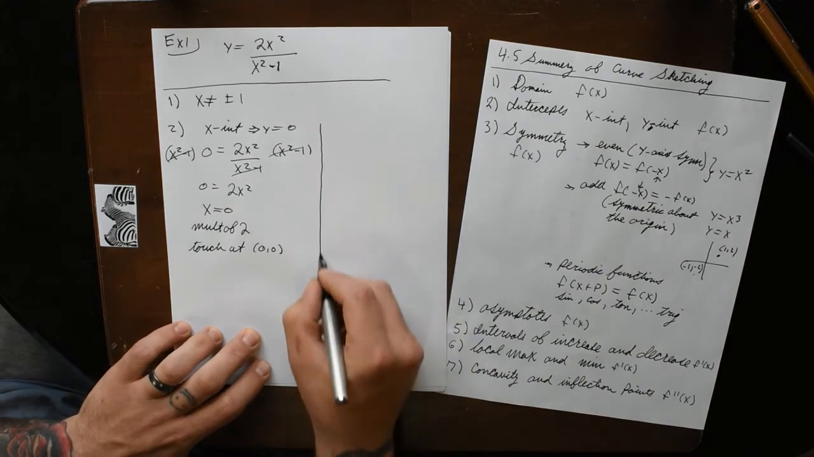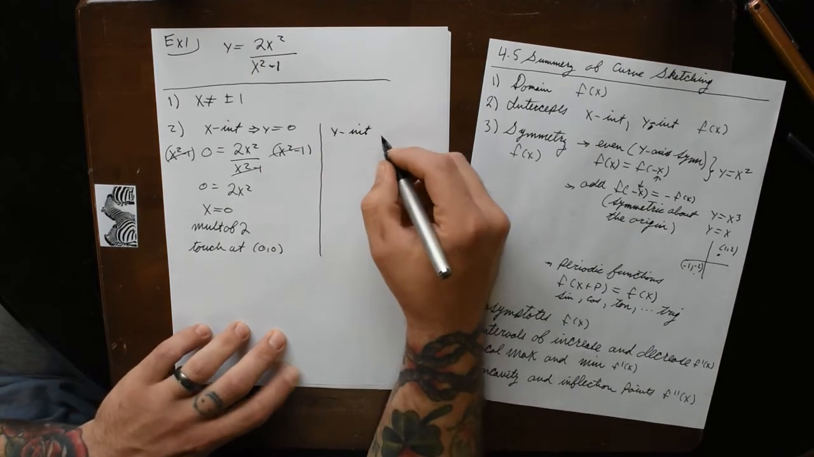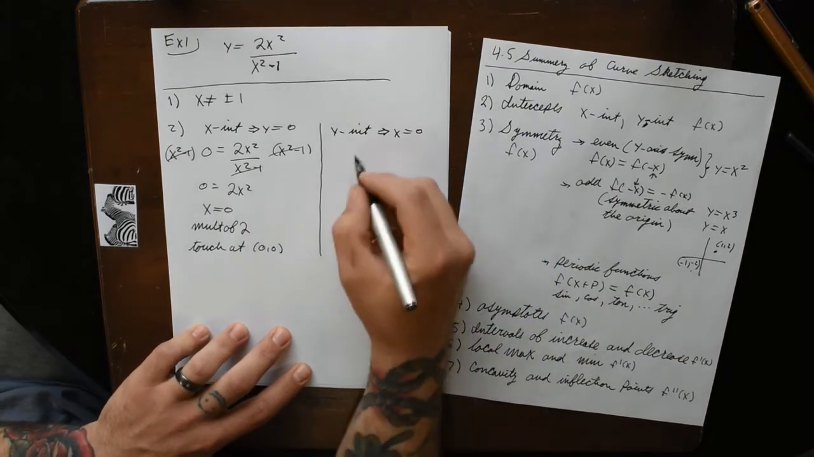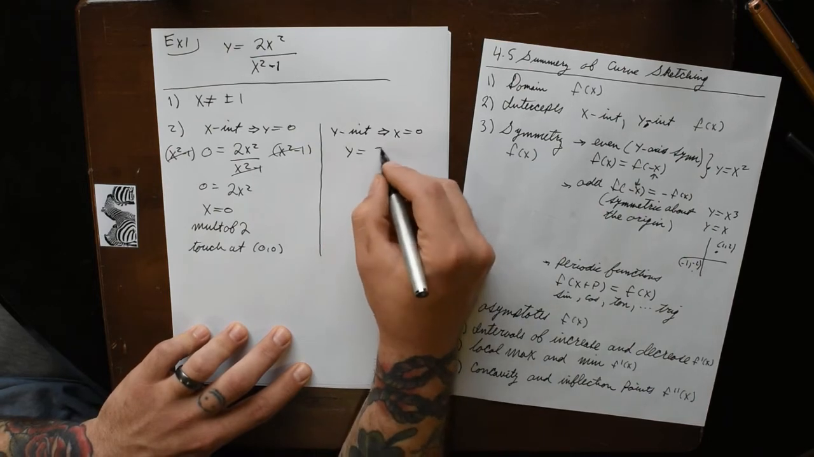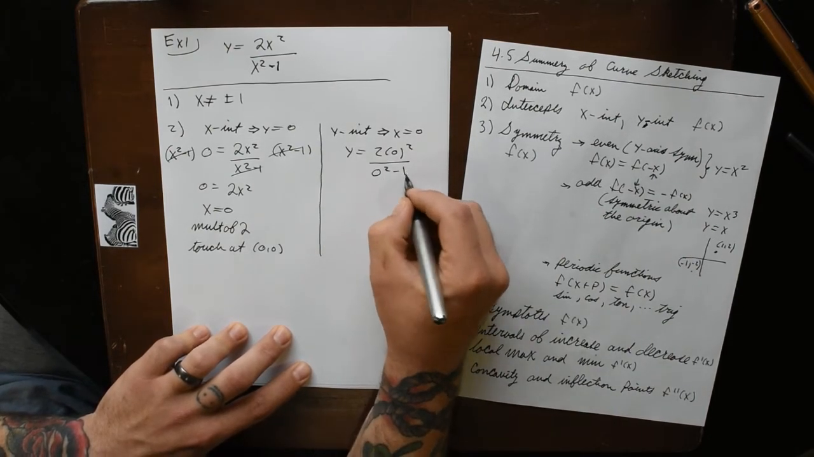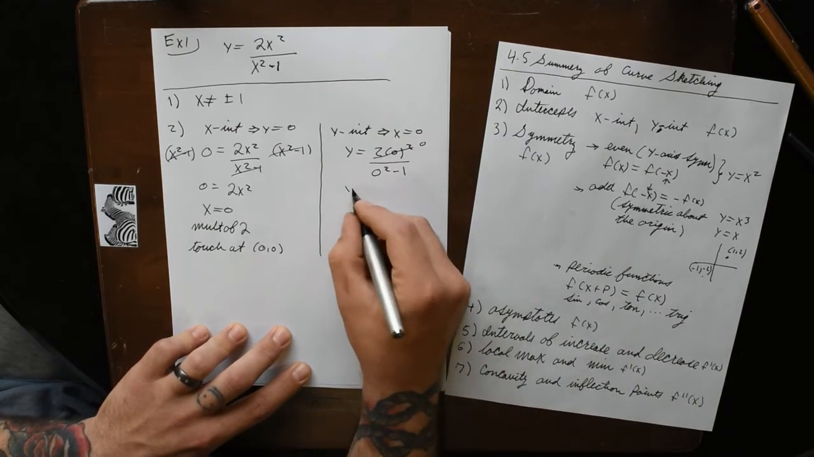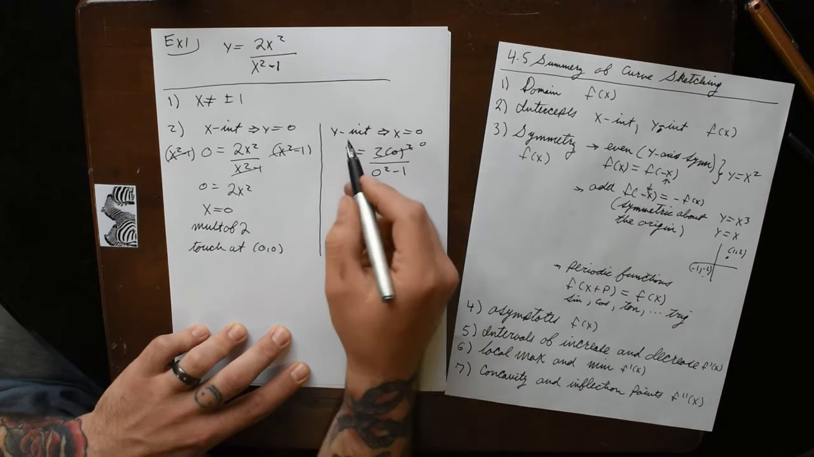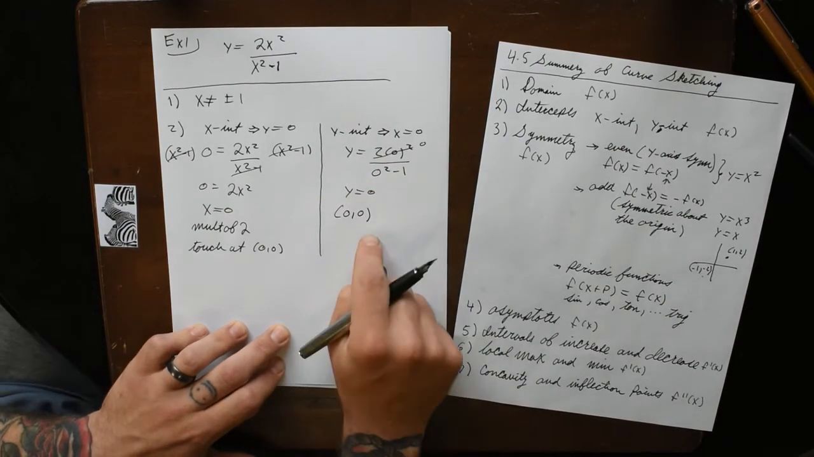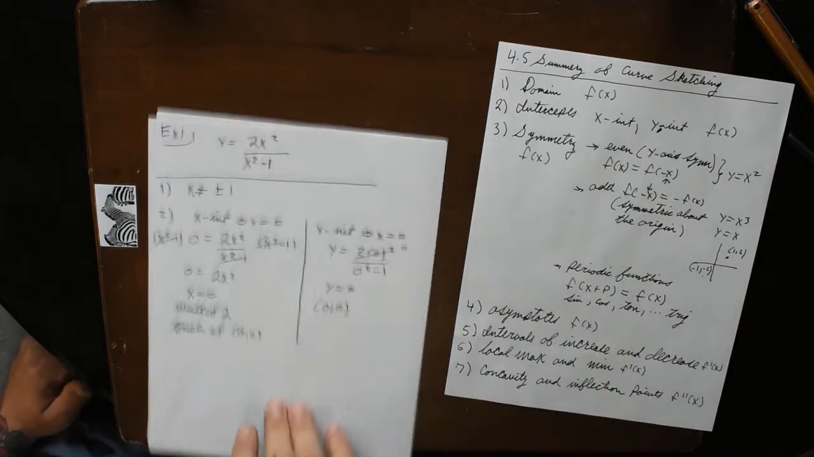For our y-intercept, that's where we take x and set it equal to 0. That means y is going to be equal to 2 times 0 squared all over 0 squared minus 1. 2 times 0 squared is 0, and we get y is equal to 0. Or we have the y-intercept being at the point (0, 0). Perfect. Let's move on to symmetry.